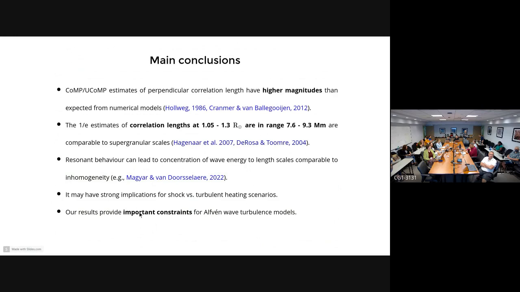These may have implications for the shock versus heating mechanisms for the corona. So far, if everything is guesswork, we have some estimates that the numerical simulations can play around with. Thank you.